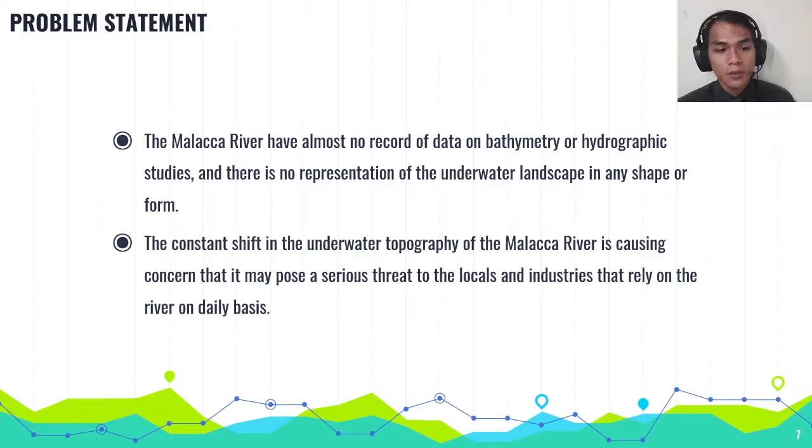Number 2, the problem statement is the constant shift in the underwater topography of the Malacca River, which is causing concern that it may pose a serious threat to the local industry that relies on the river on a daily basis. So it was concerned that the underwater topography is not safe enough to be used for the local and other industry like the Malacca River Cruise or local fishmongers.